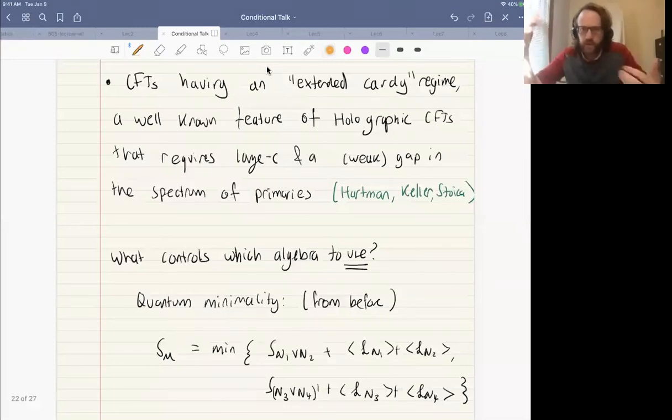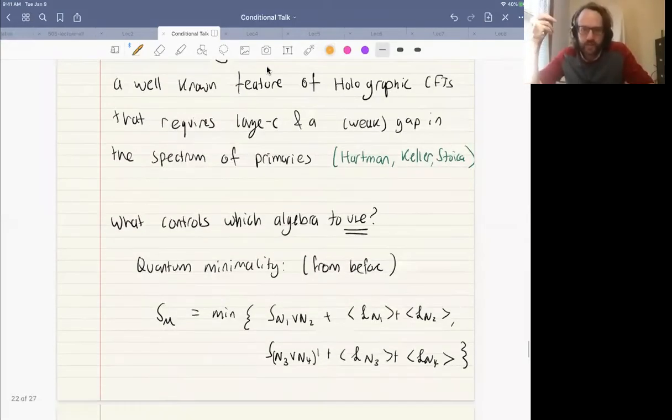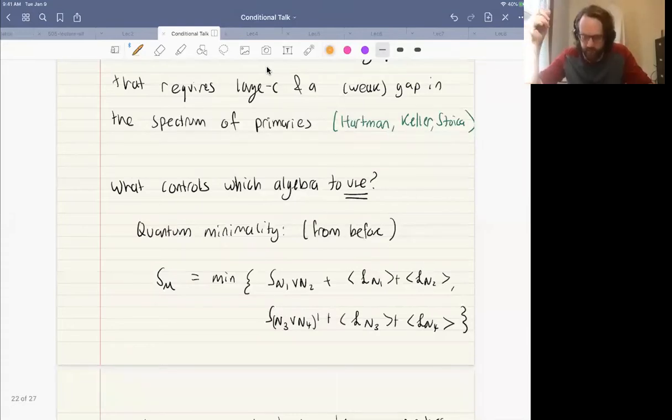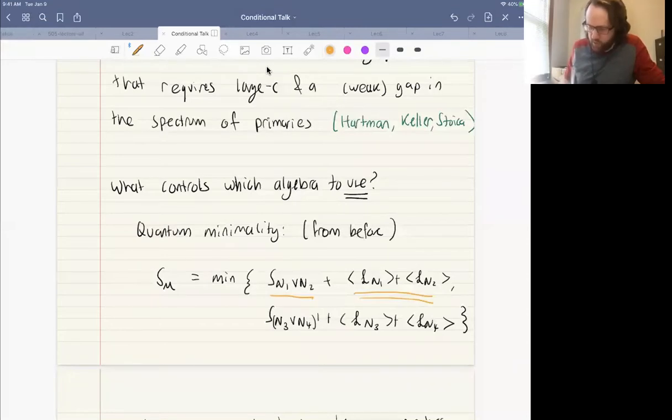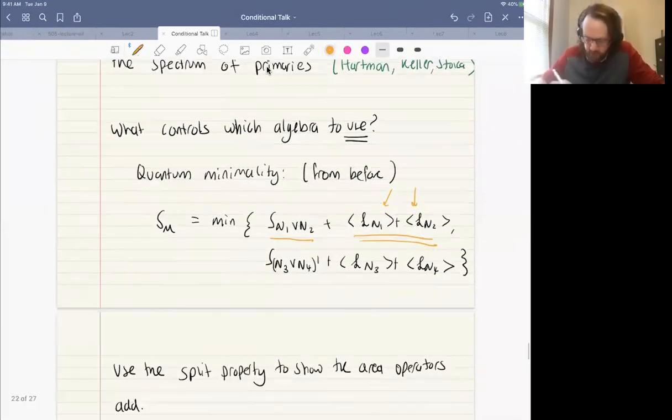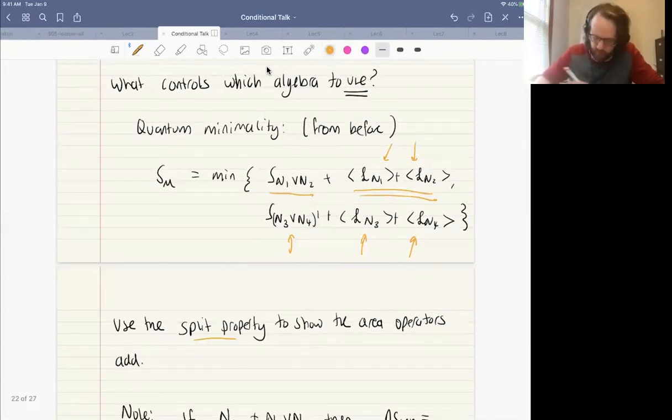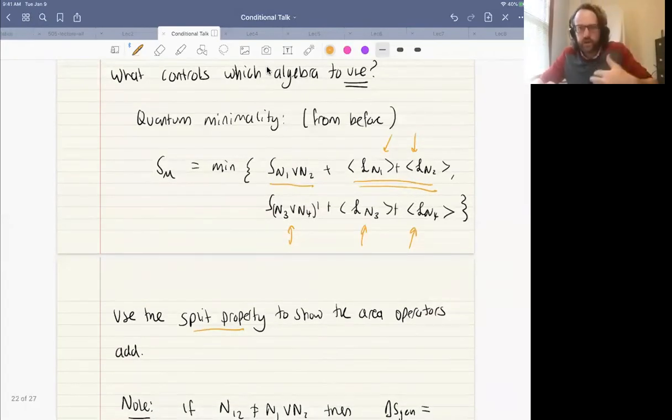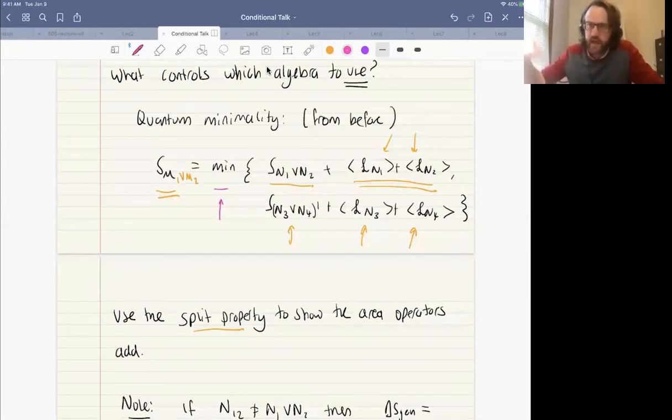So what is controlling which algebra is reconstructible? Well, you can actually prove a quantum minimality condition based on the assumptions that I have, where you have two options. You compute the entropy of N1 union N2, and then you include area operators that are additive on the two regions, or you compute the complement version of that. And you use the split property, which I'm not going to go into, to show that the area operators add like that. The statement is that S of M1, M2 is equal to this minimum, and whichever one is the minimum, it's that algebra that's reconstructible.